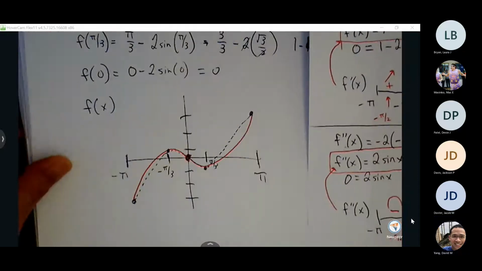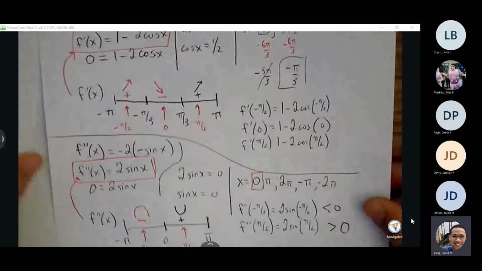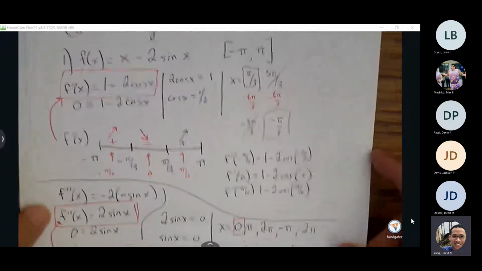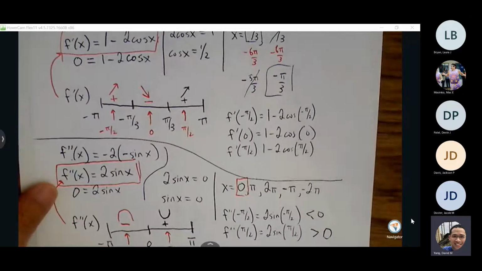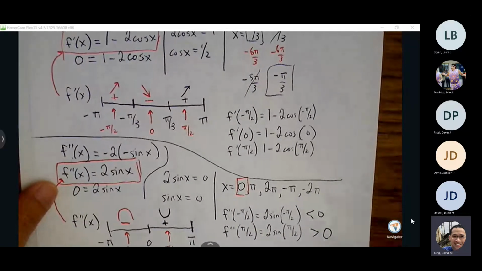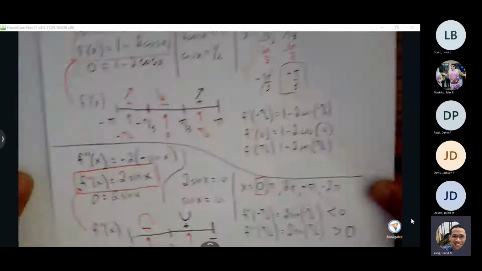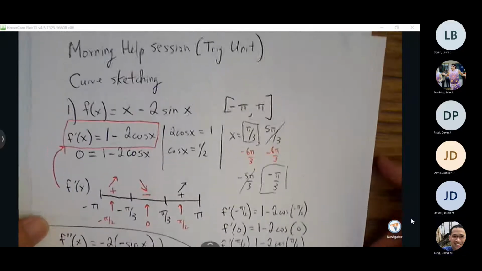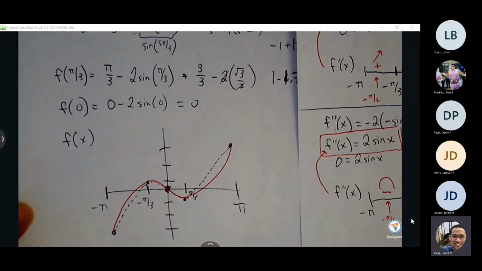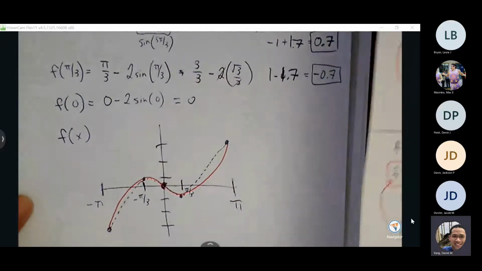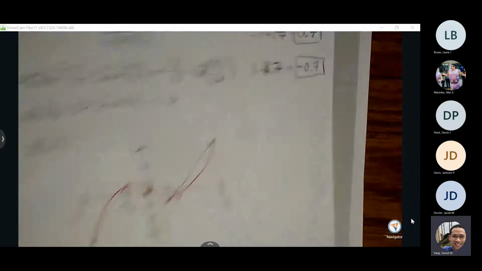Okay. So here's the curve sketching problem. For those of you who are late, I'll leave this up on my table here. If you want to come up, you can take a picture of it. Okay. So there's the full curve sketching problem. Any questions? Okay. I'll leave this here.